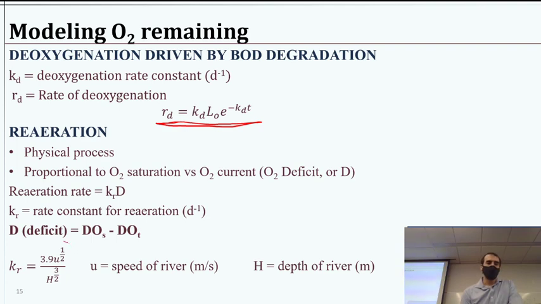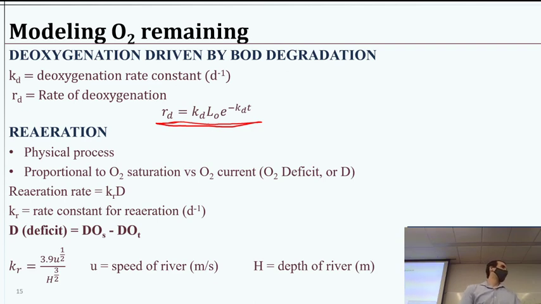A tool to, if we have information about the river, we can estimate the rate at which oxygen is being, or the rate constant for that rate of reoxygenation can be estimated by this fraction here. So we just need the speed and the height. Nothing else matters too much.